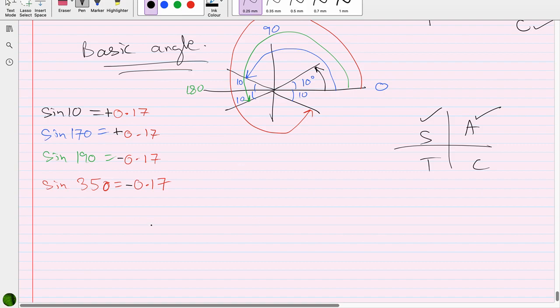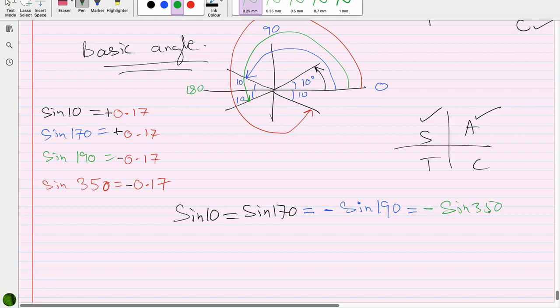So now if we know this, I can say that sine 10 is equal to sine 170 because the basic angle is the same, and I can say that it is equal to sine 190 with a small clause. Sine 190 does give me 0.17 but with a negative, so this negative multiplied with negative makes it positive and it becomes equal to sine 170 and sine 10. And the last thing is sine 350 itself, again with a negative sign, for all of these four to be equal.